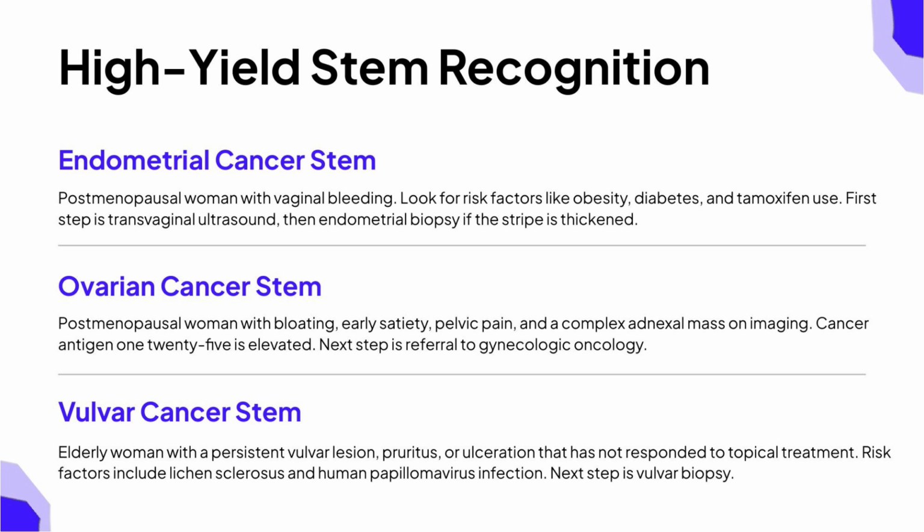For vulvar cancer, look for an elderly woman with a persistent vulvar lesion, itching, or ulceration that has not improved with topical treatment. The risk factors are lichen sclerosus and human papillomavirus infection. The next step is always vulvar biopsy. You will find more stem examples like these in your question bank.